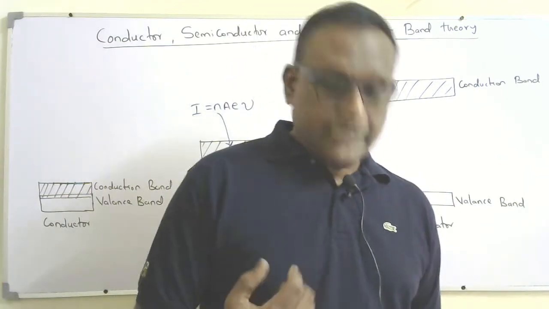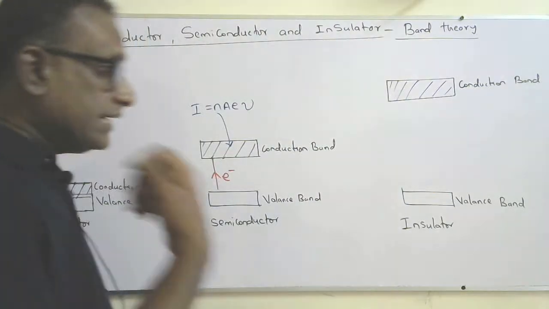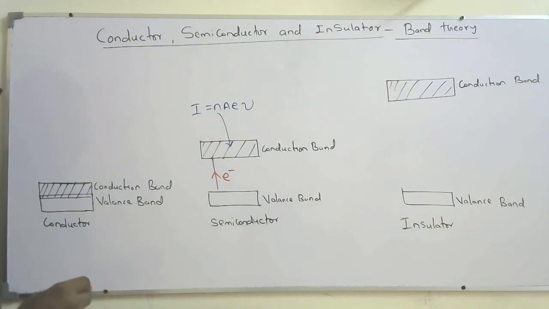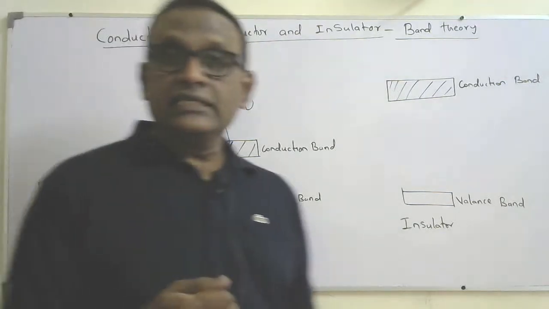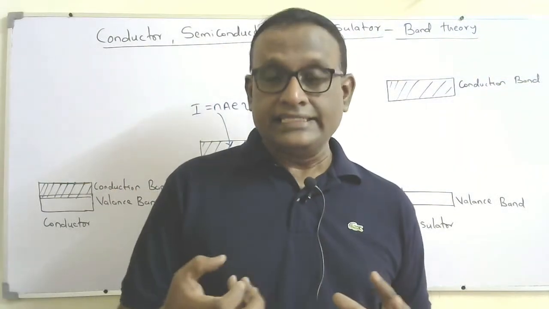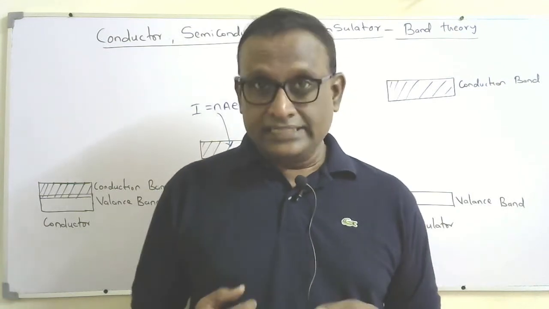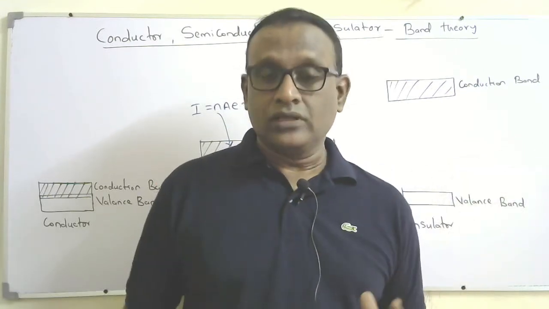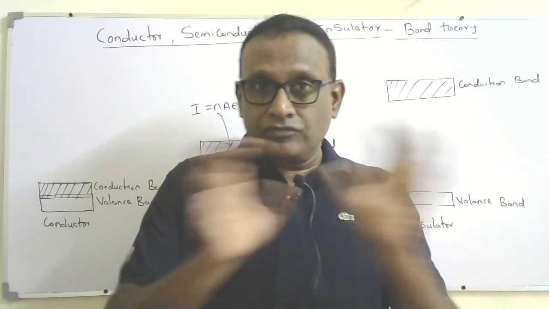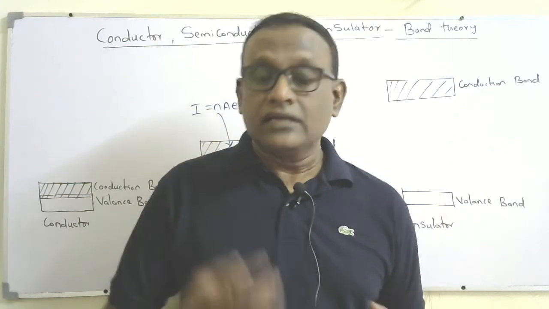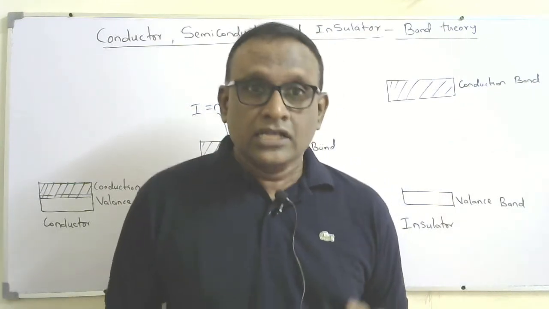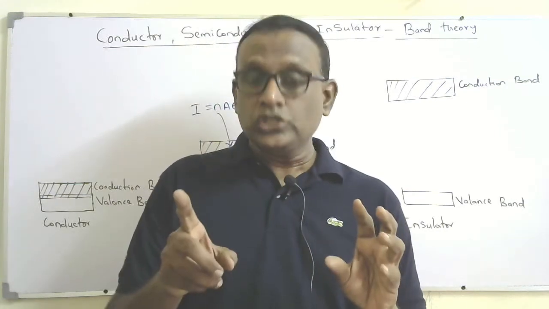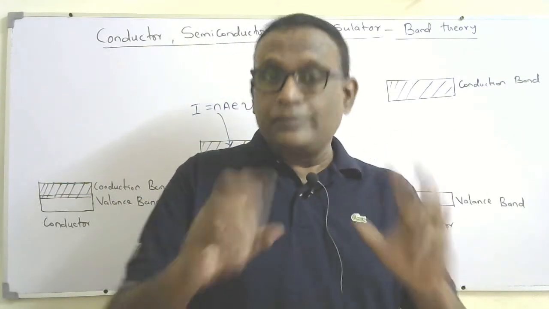Okay, so what happens in conductors? When you increase the temperature, there is no change in electrons in the conduction band. But the electrons gain energy, their kinetic energy increases, and the atoms start to vibrate vigorously. In conductors, the atoms vibrate vigorously when the temperature increases. So the rate of flow of electrons can decrease due to the vibration of the atomic planes.